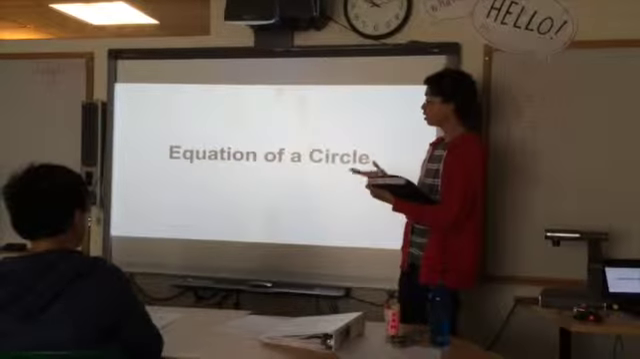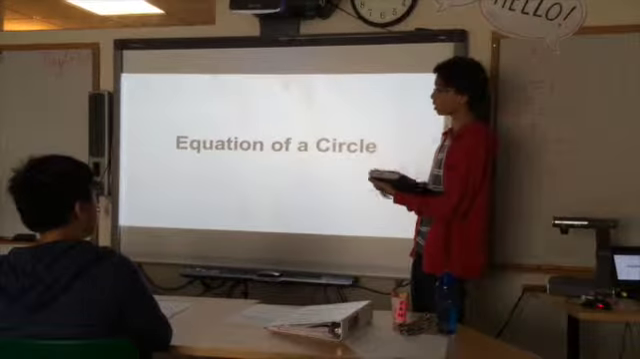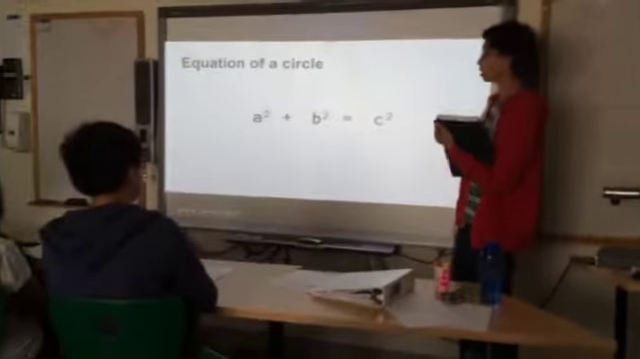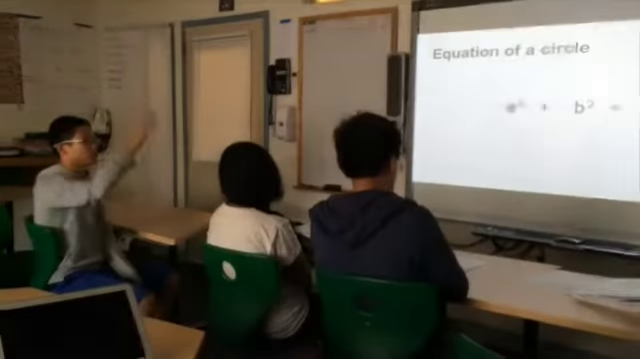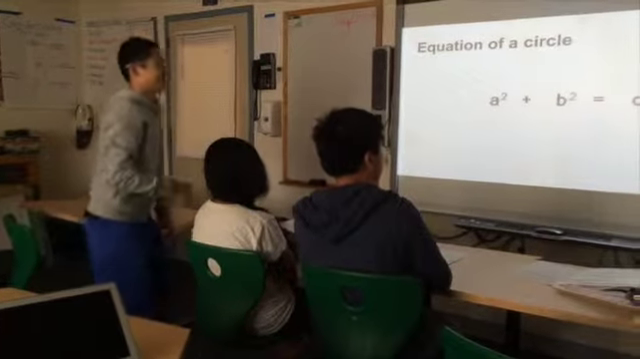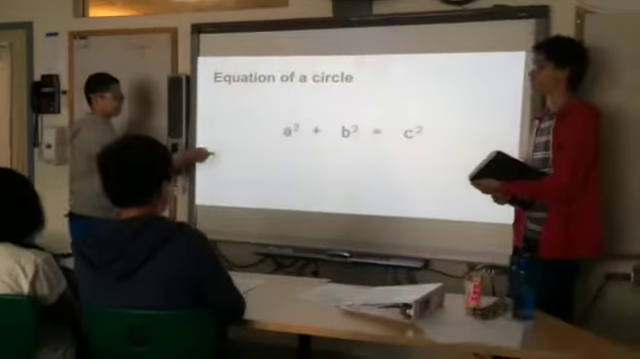So, the equation of a circle. So the equation of a circle is a squared plus b squared equals c squared. No, it's not. That's the law of tan, sir. I think I know the formula, and this is it. No. This is the equation of a circle.